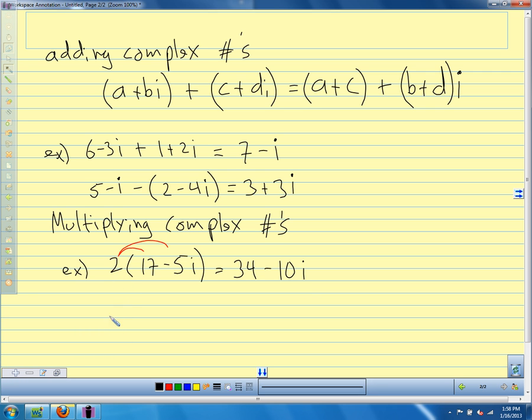And Parker says if we have something more complicated, 3 minus i times 5 plus 4i. To do this, we're going to FOIL, and then we simplify.